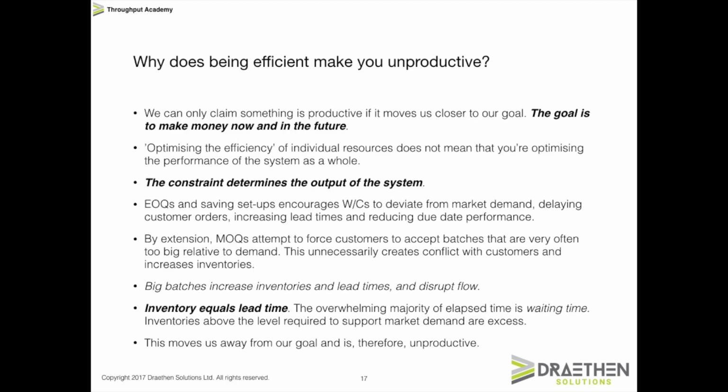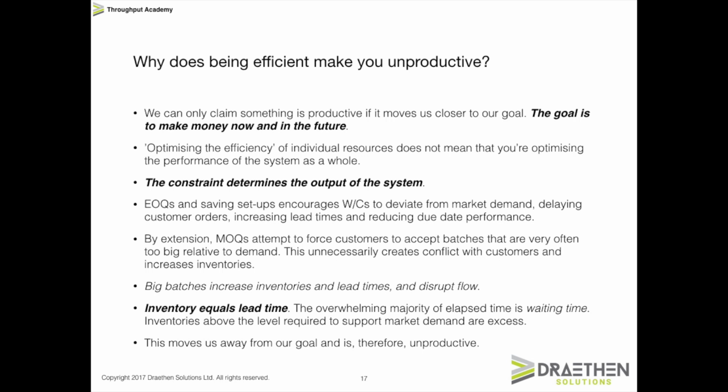Remember, our goal is to make more money now and in the future. Actions which move us towards that goal are productive. Actions which move us away from that goal are unproductive. Trying to optimize the efficiency of individual local resources does not optimize the production system as a whole. In fact, it takes us away from that and actually costs us money, particularly in the case of the packaging company that I just talked about. So we have to find a different way.